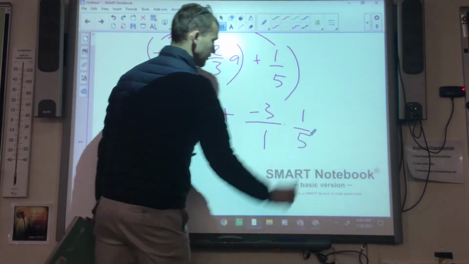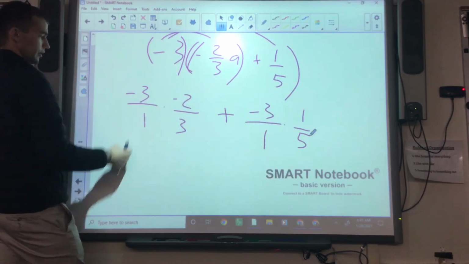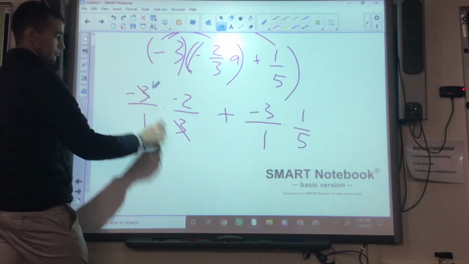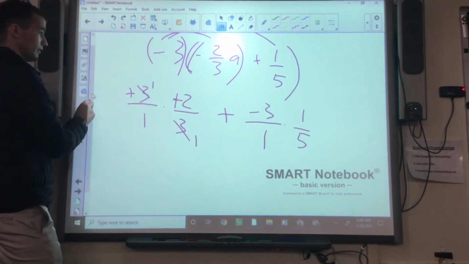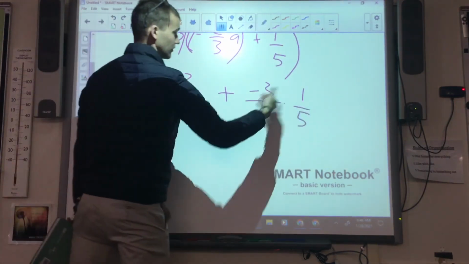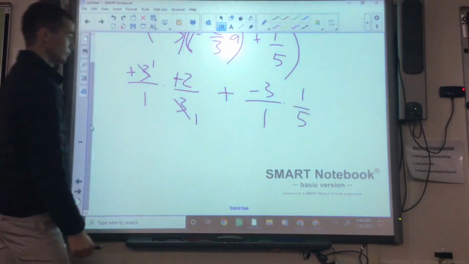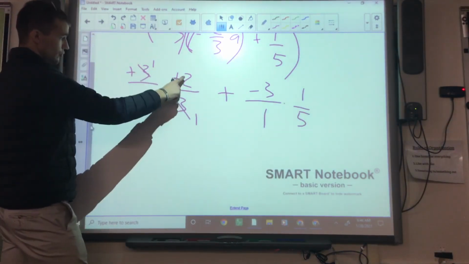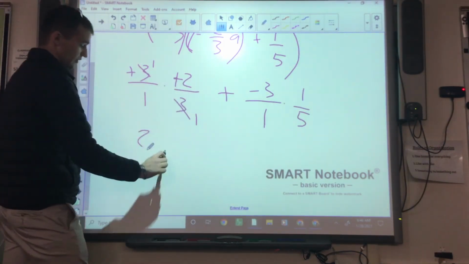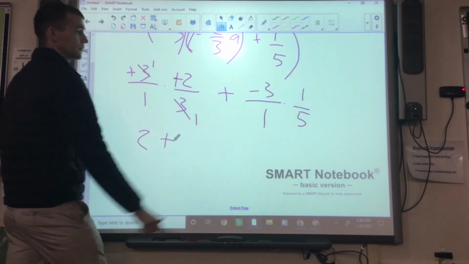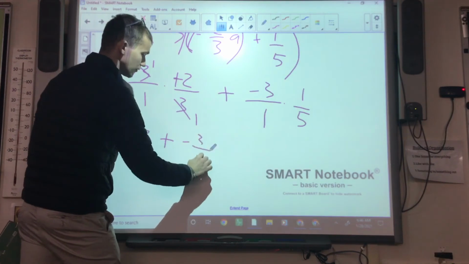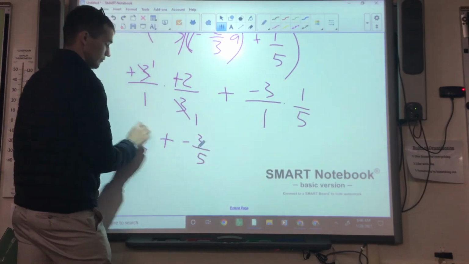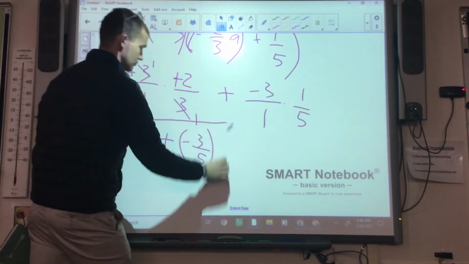1 over 5. What can I cancel out? Nothing. Okay. Well, actually, these negatives cancel each other out, so I'm going to put that there. Here, nothing cancels out, and I know the final answer is going to be negative. I have 1, 1, 1, 2. All the negatives cancel out, so I just have 2 left, plus I've got 3 over 5, and it's negative. So negative 3 over 5, and I'll put that in parentheses.